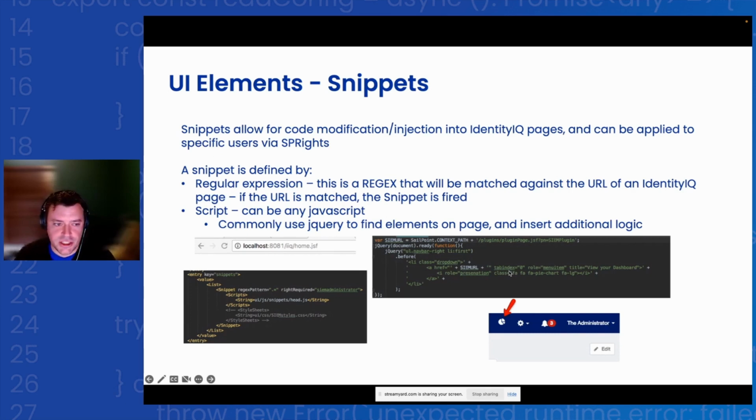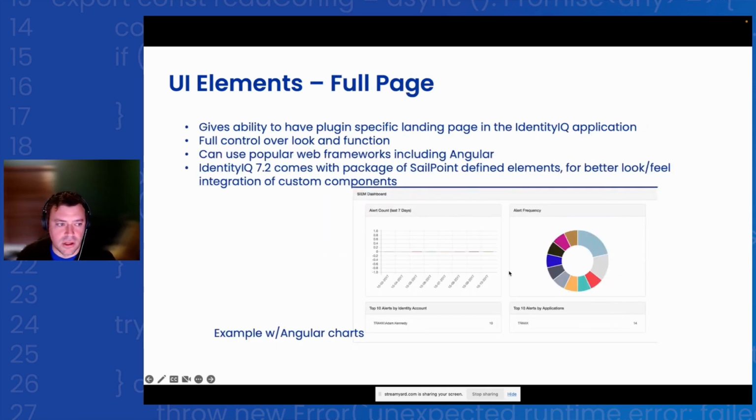So the full page that you can define in a plugin, you can really do a lot of cool stuff, right? It's based on Angular, and we ship a package of SailPoint defined elements you can use to match the look and feel of the base product. But here you can see the example from that SIM plugin that allows you to view alerts from the SIM and SIM related activity that wouldn't normally be surfaced in IdentityIQ. This allows you to do that. And so you can extend the ability of administrators to see more of what's going on.